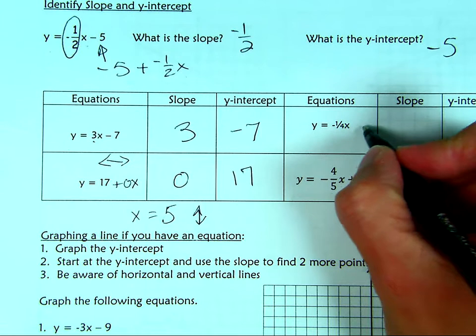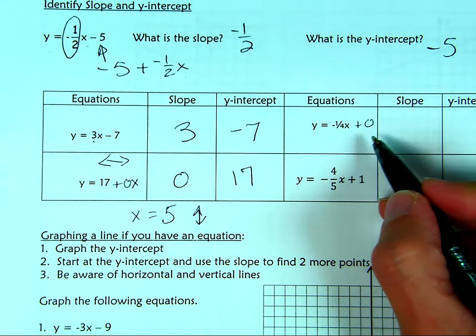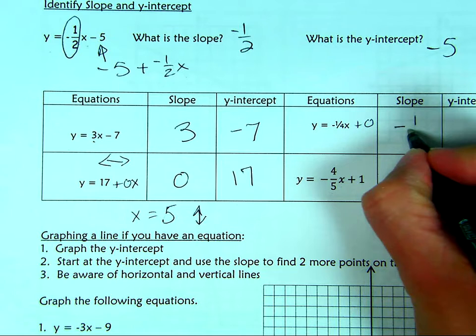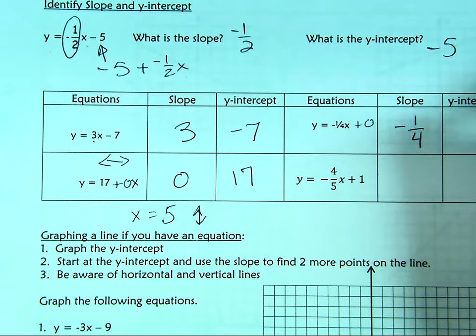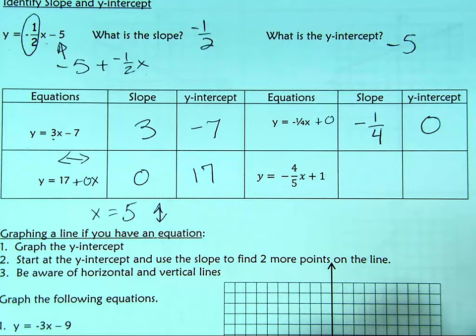Y equals -1/4 x. Notice there's no y-intercept. Well, the only thing I could add to that to keep it -1/4 x would be a 0. So the number in front of the x, when y is alone, is my slope, and then the number added or subtracted is my y-intercept. So my y-intercept is 0.